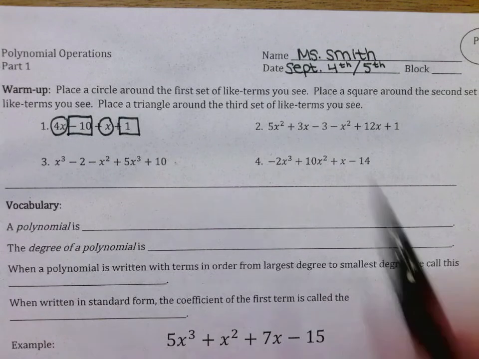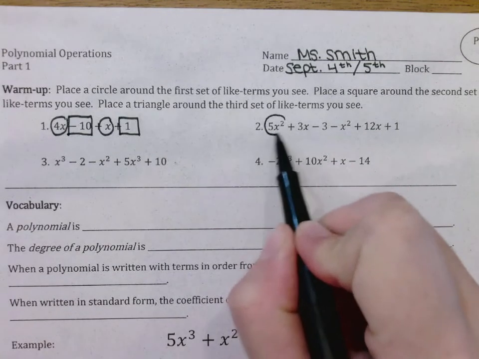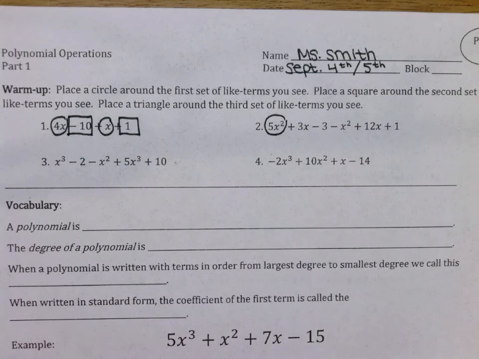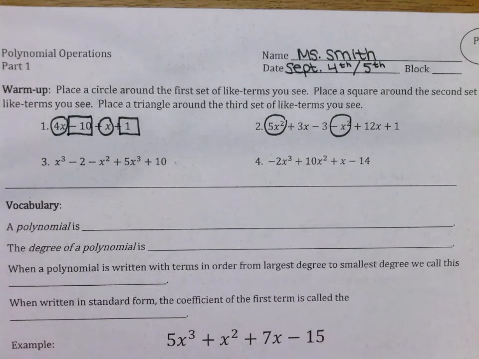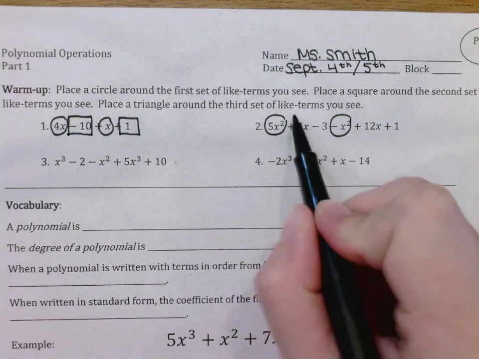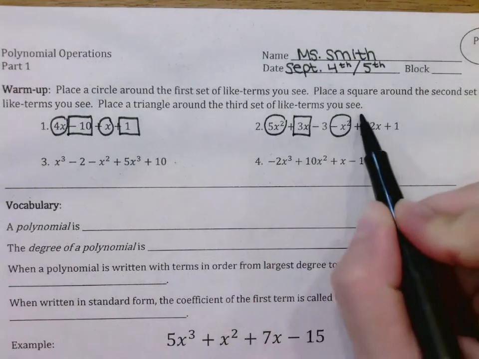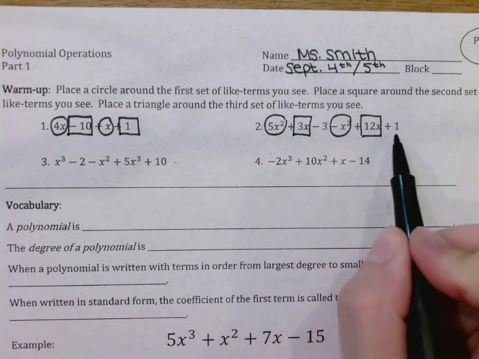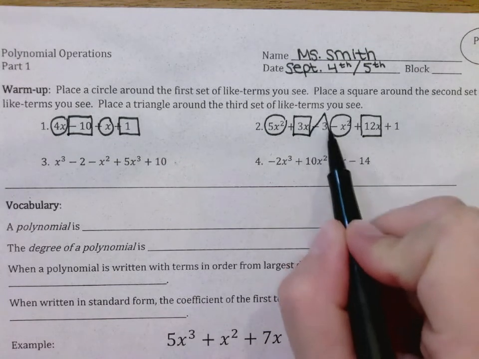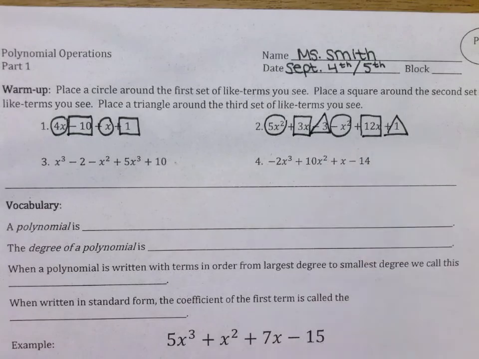So for number 2, let's see. I see we have an x squared term right here, and then here's another one, -x squared. So those are like terms. They both have x to the second power. All right, 3x and 12x will be like terms since they both have x to the first power. And then again, our constants will be like terms, these numbers without variables, without an x attached. So -3 and +1. So I put triangles around that last set.